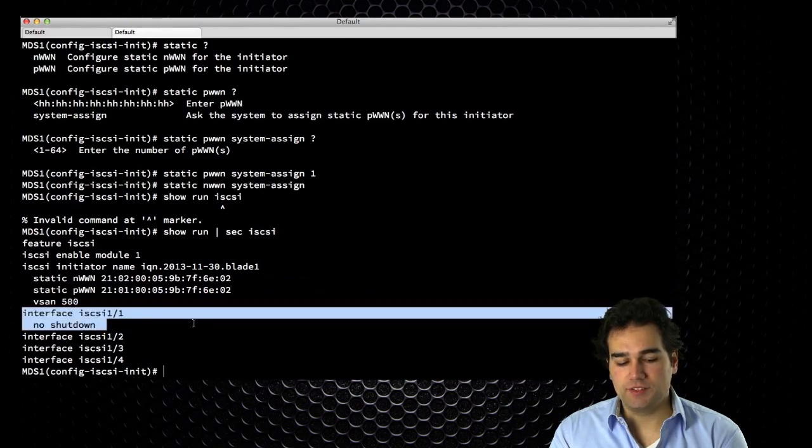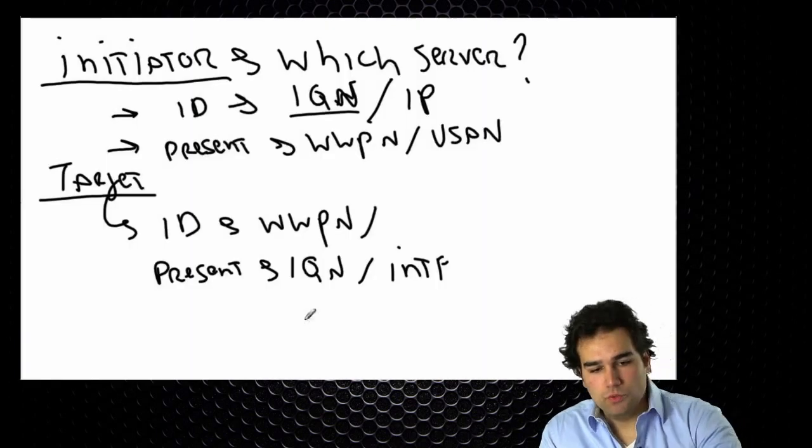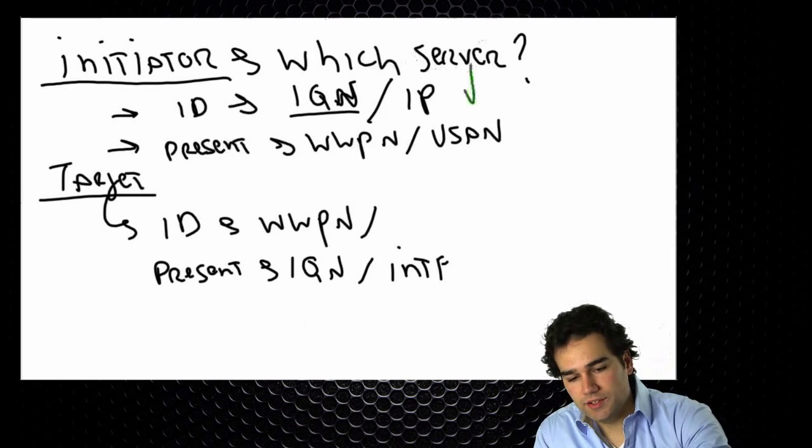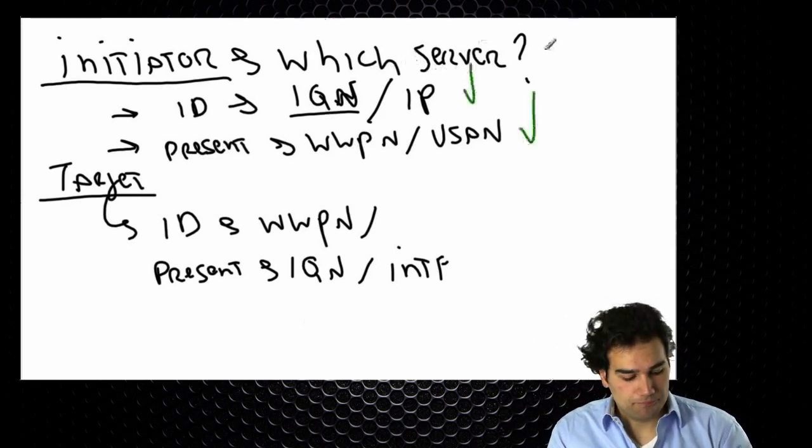And I no shut my iSCSI interface, very important. So that's my first step. We said identify the server, and we said how do I represent you on the network. All good to go. Next step, the target.